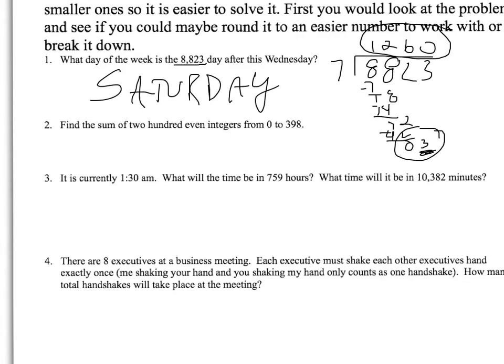So again, because we're dividing by 7, the days in a week, the quotient is giving us the number of weeks. The remainder is giving us the remainder days. How many days are left over? And we get 3. Okay.